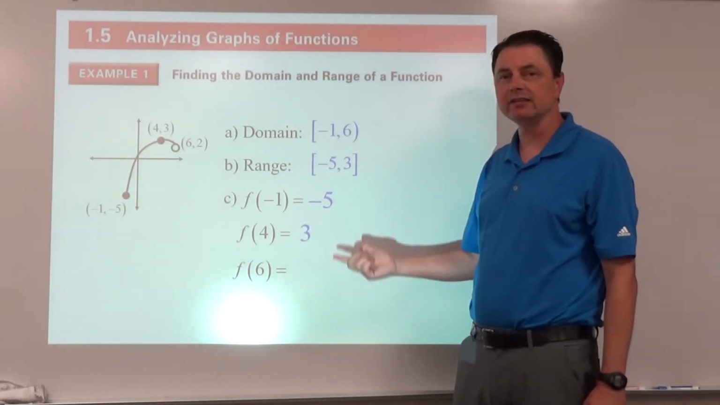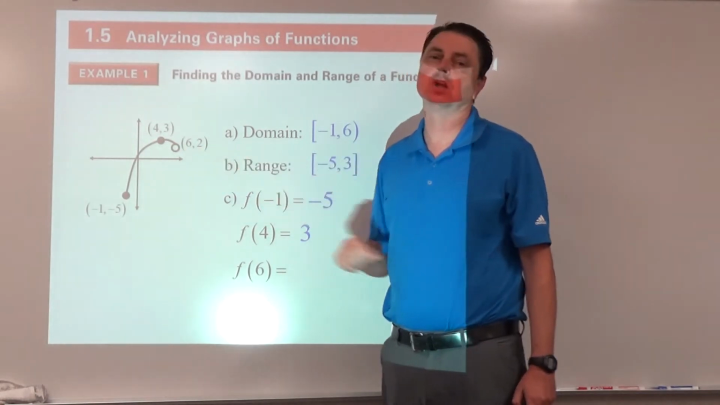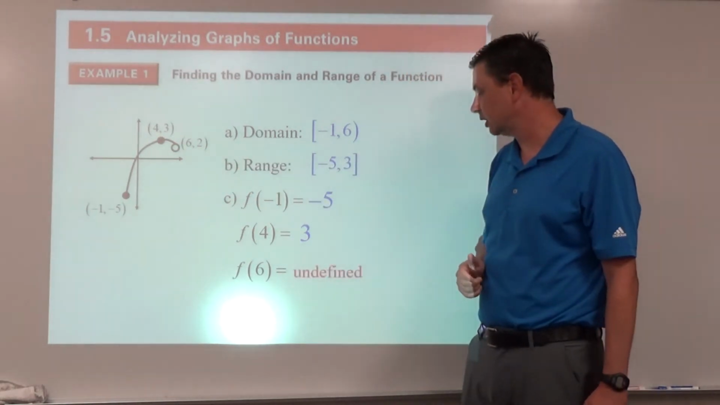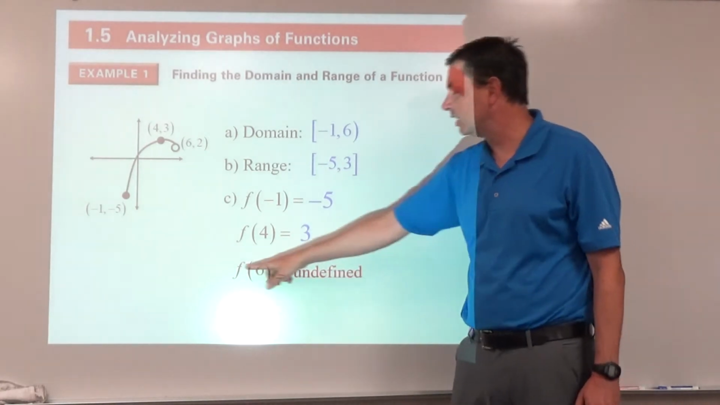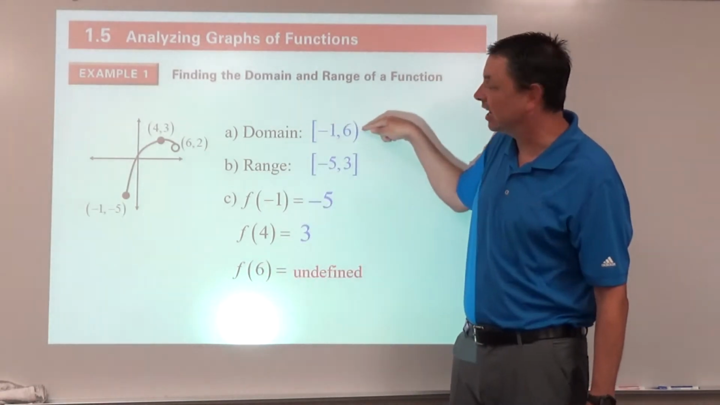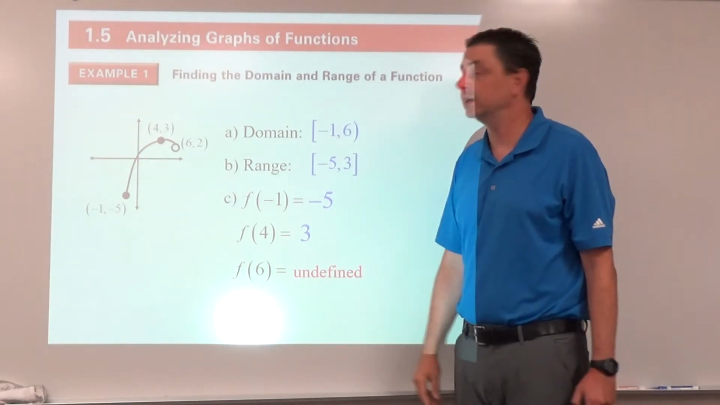F of 6, according to this, well, it's not 2, because it is an open point. There is no point there, so it is undefined. There is no defined value in f of 6. 6 is not in the domain. That's why we had the parentheses there, so we don't get a value there.